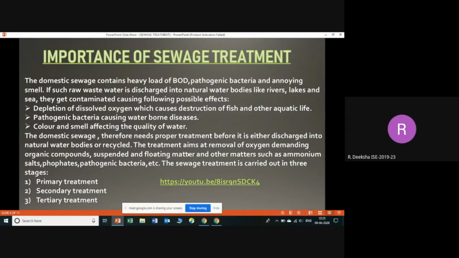The main aim of the treatment is the removal of oxygen demanding organic compounds. Otherwise, they will deplete the entire dissolved oxygen and the aquatic life will not remain stable. So there are 3 treatments carried out in 3 stages, that is primary treatment, secondary treatment, and tertiary treatment.